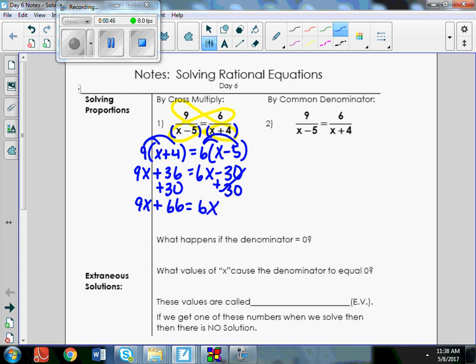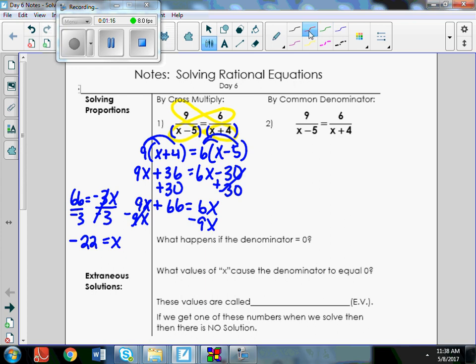Now what would you do if you're solving for x? So we want to get our x terms together. So we'll go ahead and subtract the 9x. And we end up with 66 equals negative 3x. What would I do? What's the last step? Divide by negative 3. So when I divide 66 by negative 3, I get negative 22 is equal to x.